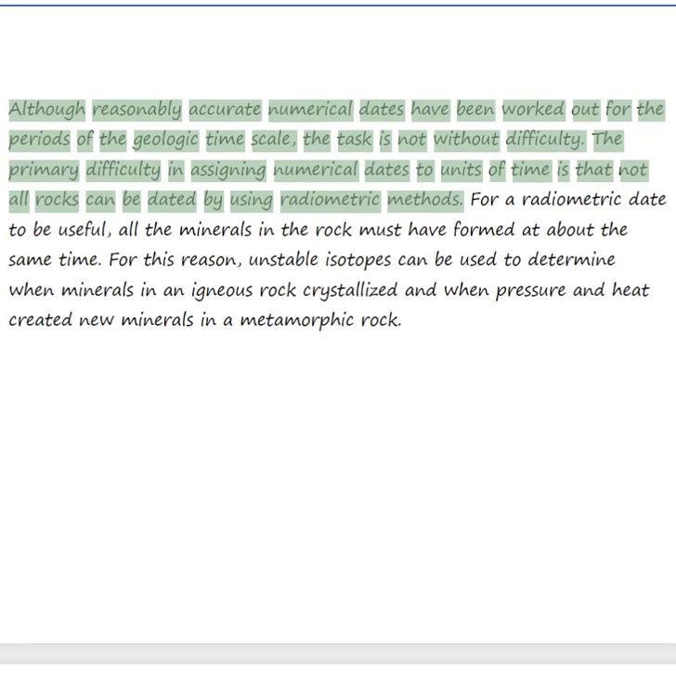Although reasonably accurate numerical dates have been worked out for the periods of the geologic time scale, the task is not without difficulty. The primary difficulty in assigning numerical dates to units of time is that not all rocks can be dated by using radiometric methods.